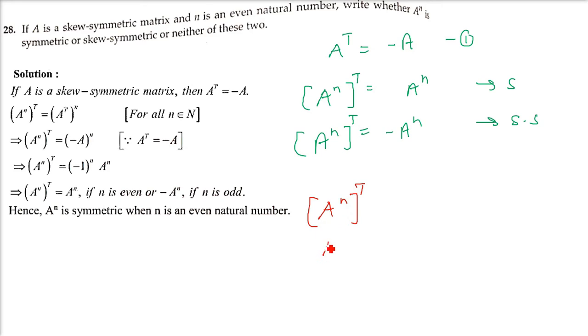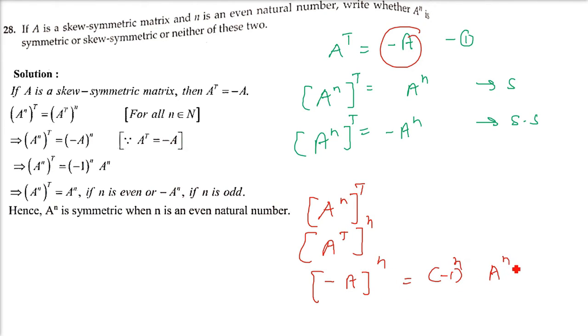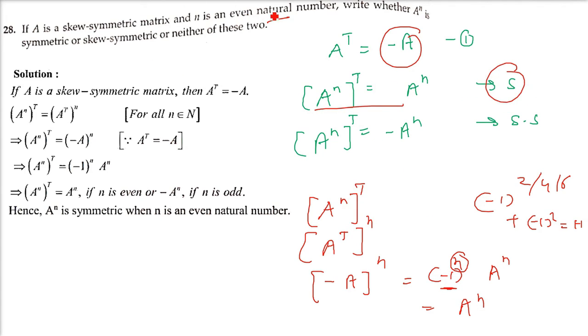So this is going to be A transpose raised n. Since A transpose is already given as negative A, you can write it as negative A raised to n. How can you write this? This is negative 1 to the power n and A raised n. Now, minus 1 to the power n, when n is an even natural number, like 2, 4, 8, 16, this will always be positive. Minus 1 to the power 2 is plus 1. This will always be A raised n. That is only possible when this is a symmetric matrix.